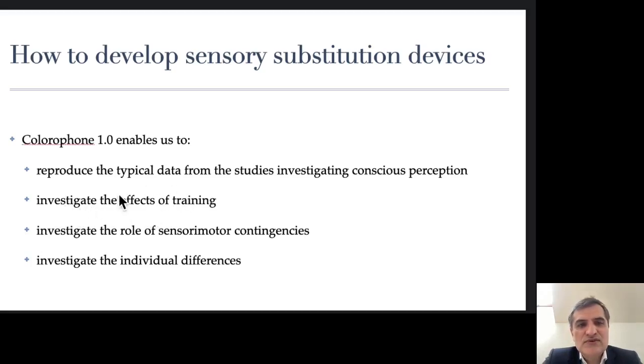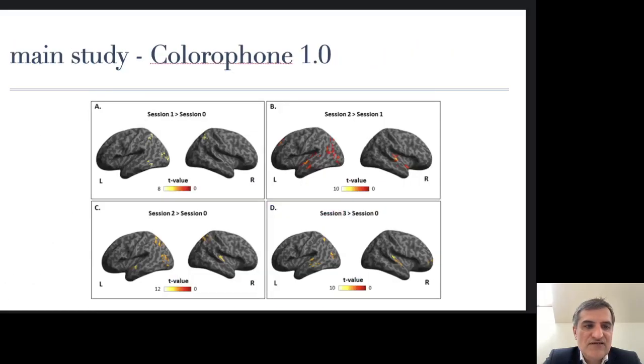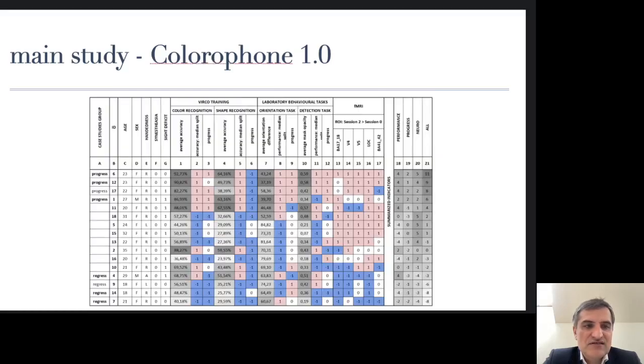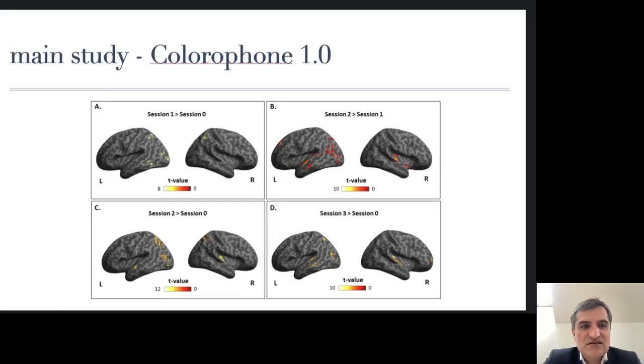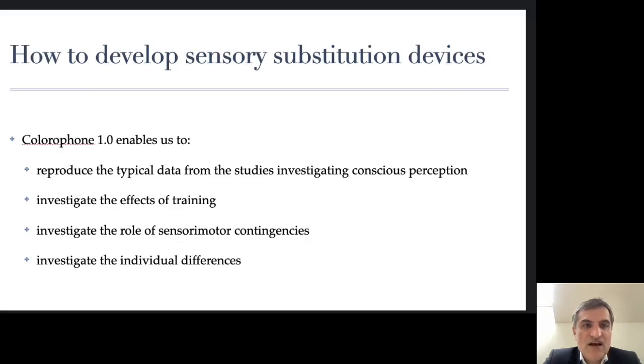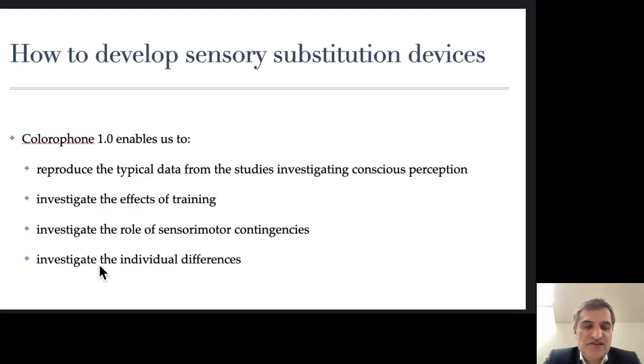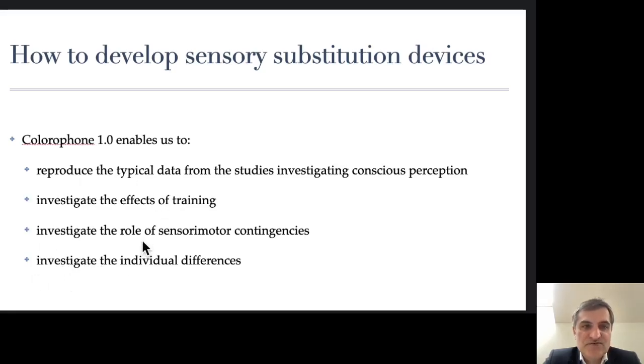Then, as you can see, we have investigated the effect of training, which maybe hasn't given any results on the behavioral level and on the group level, but clearly shows some effects on the individual level. So some people clearly learned something, some people clearly weren't able to learn anything, and it also resulted in changes in the brain activations, especially in the reaction of the sensorimotor network to the interpretation of the signal from the sensory substitution device.